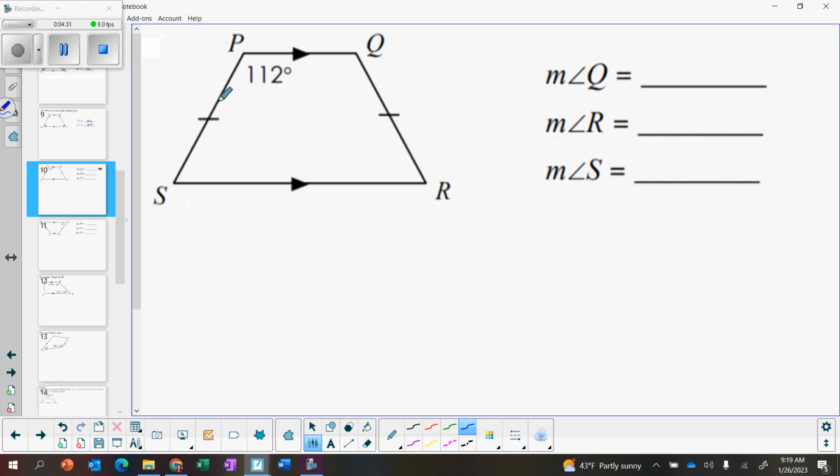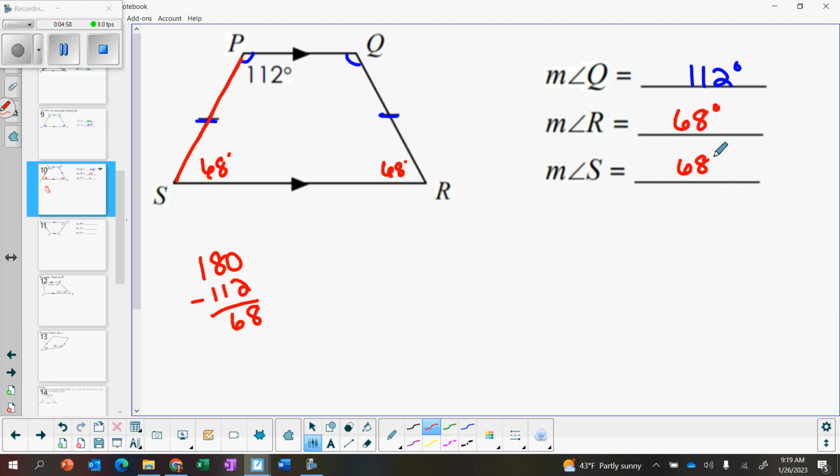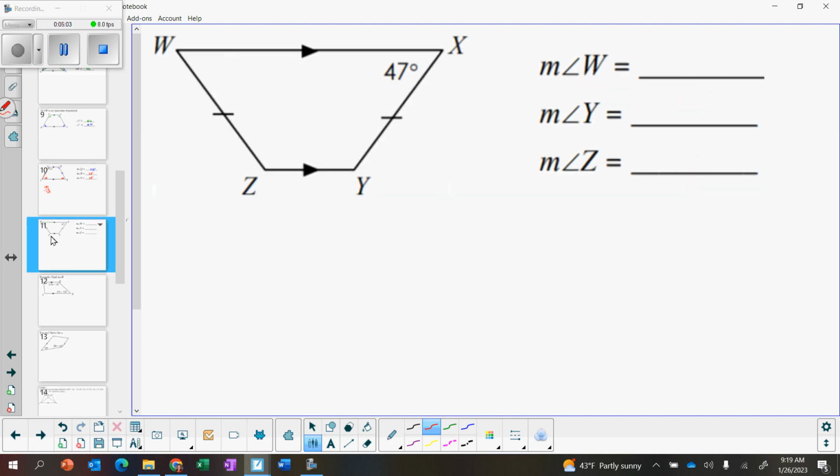Still in this isosceles trapezoid, and I know it's isosceles because it has the congruent legs here. I want to find the measure of all the angles. So we know that the base angles are congruent. So I can say that angle Q is also 112 degrees. And then along the leg, they're supplementary. So if I do 180 minus 112, we get 68. So each of these angles would be 68 degrees. So try the next problem with this isosceles trapezoid. Pause. When you're ready to see the answer, hit play.